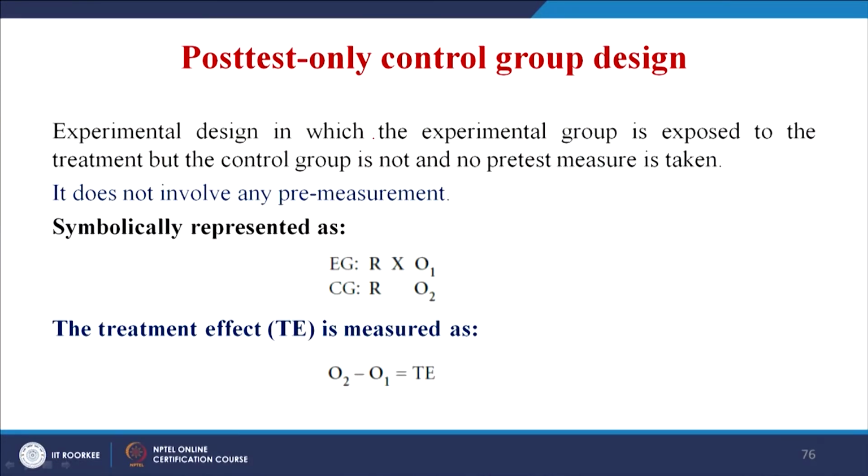Then there is the post-test only control group design, an experimental design in which the experimental group is exposed to the treatment, but the control group is not, and no pre-test measure is taken. So, here we are not doing any pre-test, right. Now, how does it look? There is a random selection again, but here there is no pre-test, only a treatment is given and after the treatment the score is measured. Here no treatment is given and directly the score is measured. So, the treatment effect is measured as O2 minus O1.